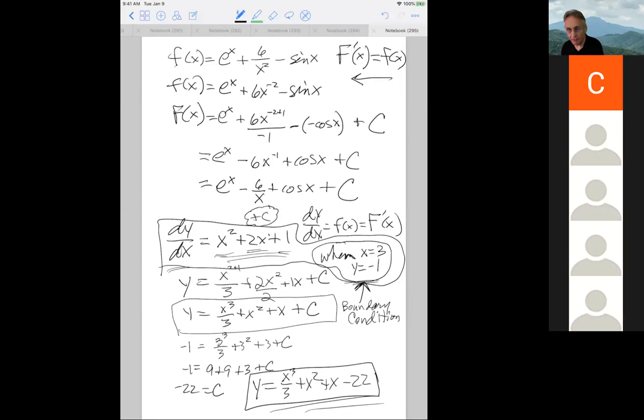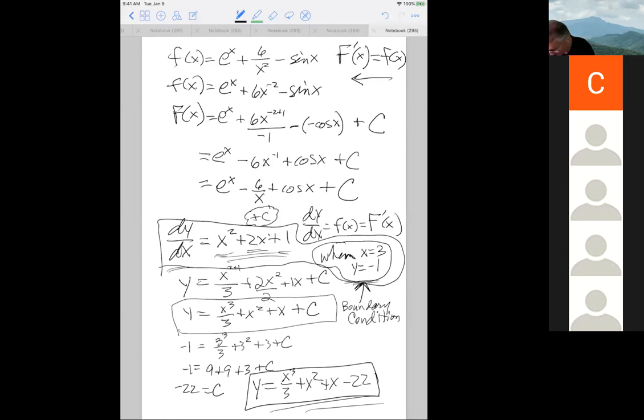And the thing to do every time, I will probably ask you on the quiz on Monday to verify that it works. Verify that it's right. And there's two conditions that have to be met. One is that (3, -1) is a point. And two is that the derivative of that function is what you started with. So let's do that part right now.